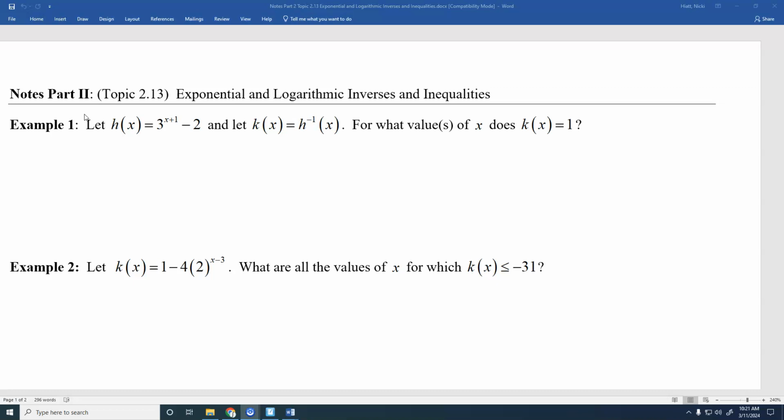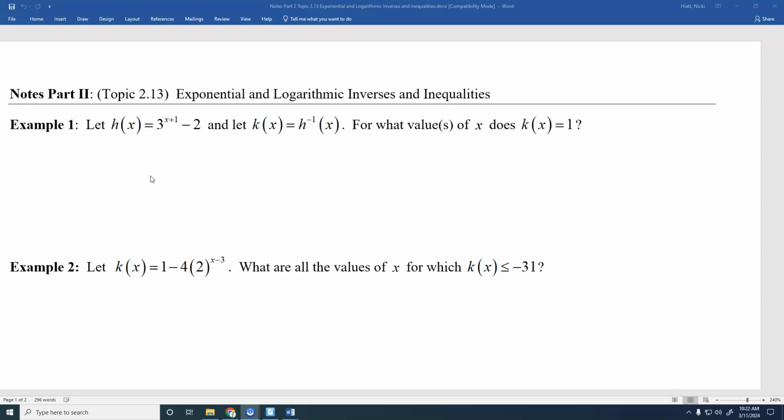This example says let h of x equal 3 to the x plus 1 minus 2, and k is h inverse of x. For what values of x does k of x equal 1? It certainly is an option for us to go through and find the inverse of this. We could switch our x and y's and solve, and then we're looking for where that equals 1.